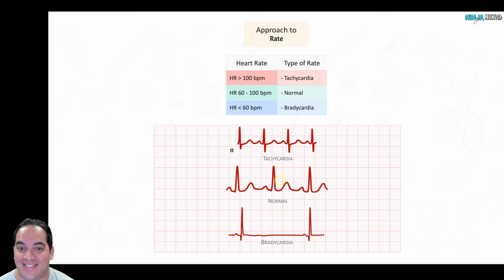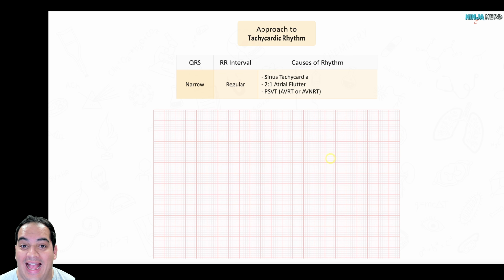All right, let's now move into the next portion here. After we've determined the patient's heart rate, we then want to determine, okay, let's say that the heart rate's too fast. It's greater than 100 beats per minute. In that scenario, what I want to determine is, okay, they're tachycardic. What kind of tachycardic rhythm are they exhibiting?